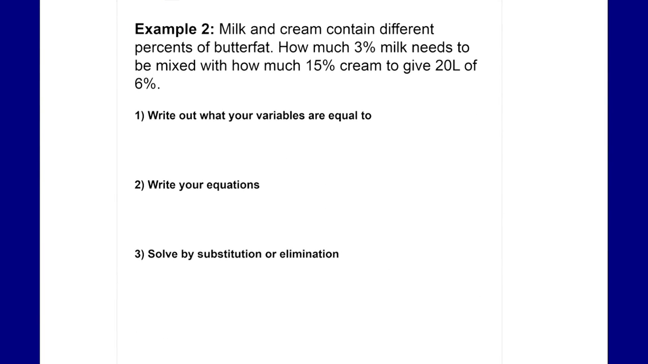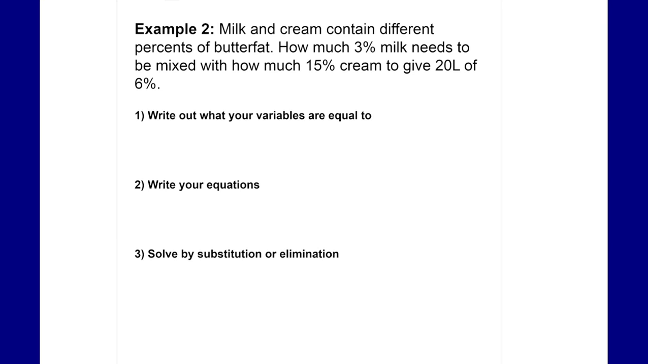Example 2. Milk and cream contain different percents of butterfat. How much 3% milk needs to be mixed with how much 15% cream to give 20 liters of 6%? Right, so this might be something if you're into food sciences or manufacturing, where you need to mix these ingredients to get a new percentage of cream or milk or half and half or whatever it may be. You might need to look at these types of calculations.